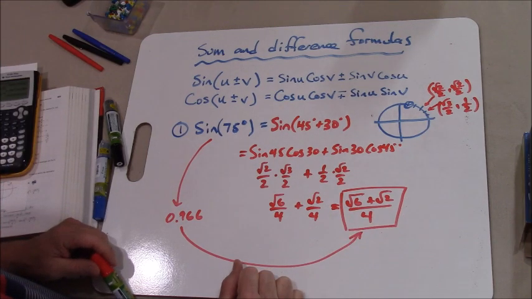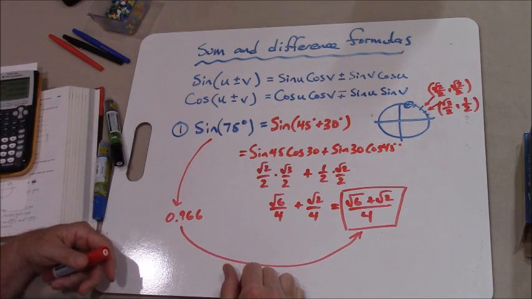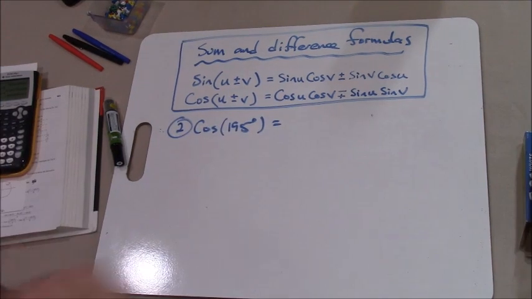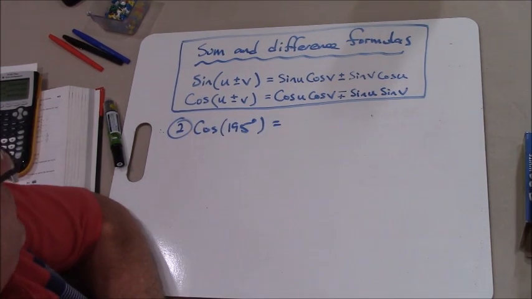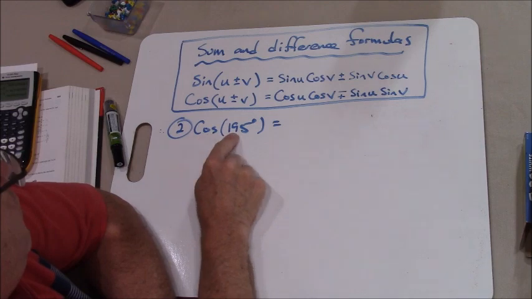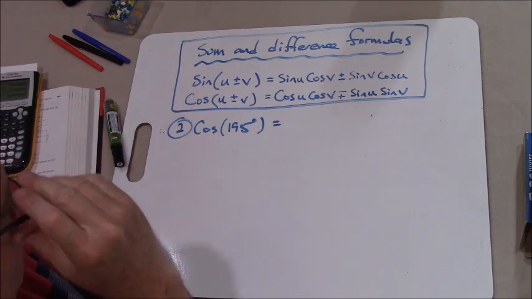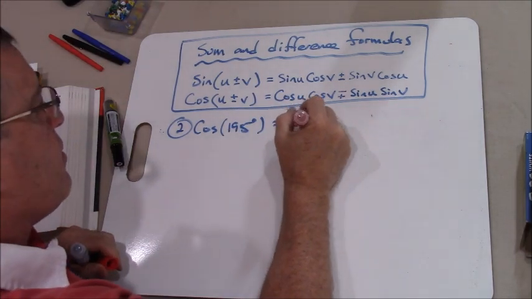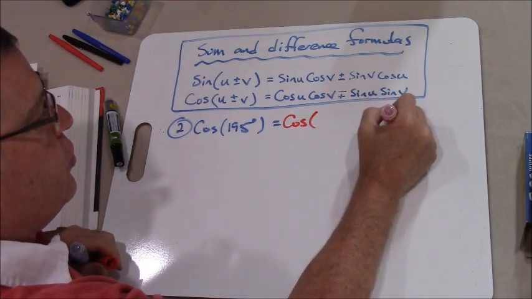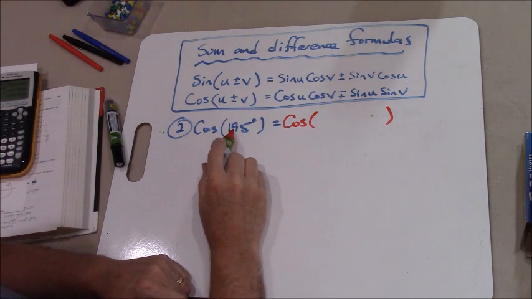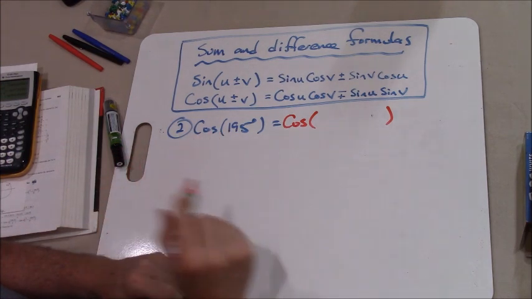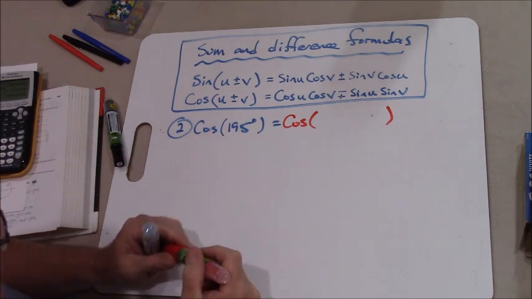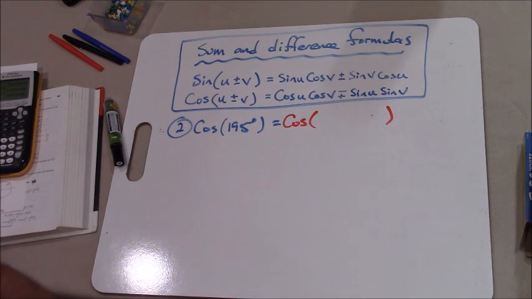All right, let me give you guys one to try. All right, so we've got our rules here. We're trying to find the cosine of 195. So first of all, I've got to come up with two angles that I'm going to add or subtract to get 195. I just want to make sure that one of them is 45 degrees. Okay, you guys go ahead and try that.